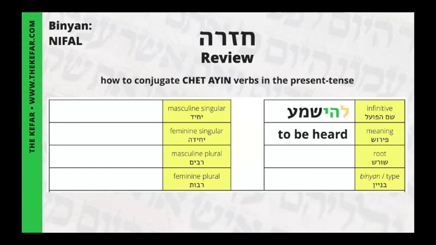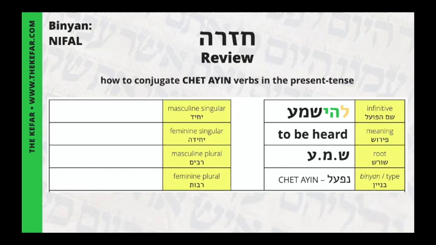And so the first practice verb was lehishama, which is to be heard. And this is a passive counterpart of the pa'al verb lishmoa, which means to hear. So we get rid of the first three letters, lamed he yod, and we have our root, shin mem ayin. And so of course this falls into the chet ayin category since the last letter is ayin.